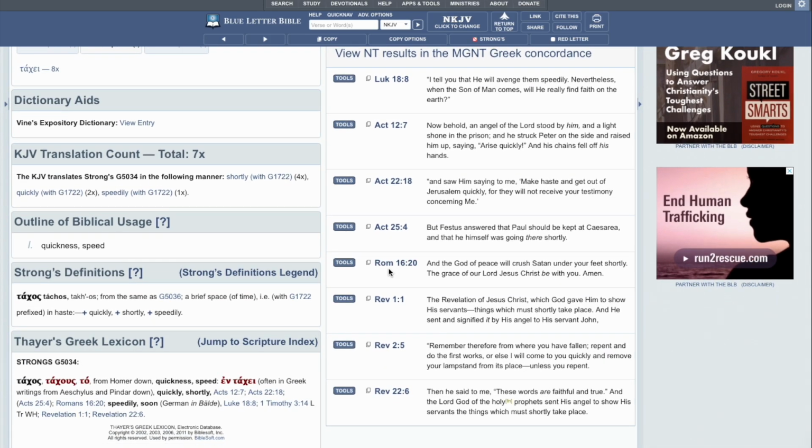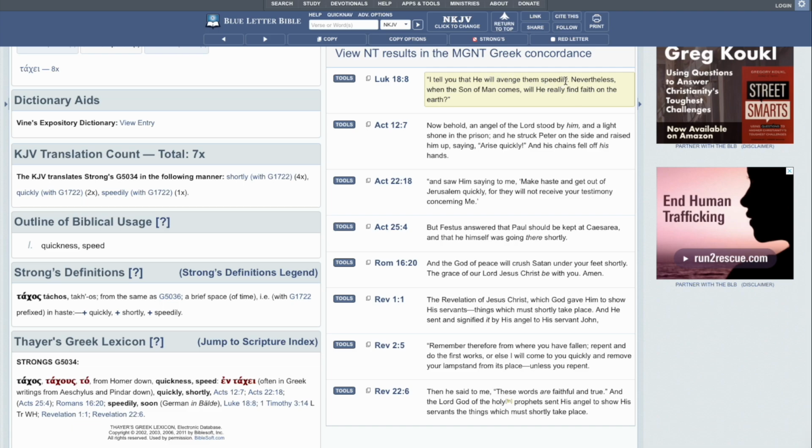Remember, using our Bible as our definition, our understanding, our dictionary. Here's how it's used in one way. Luke 18:8. "I tell you that he will avenge them speedily. Nevertheless, when the Son of Man comes, will he really find faith on the earth?" Okay, he will avenge them speedily.